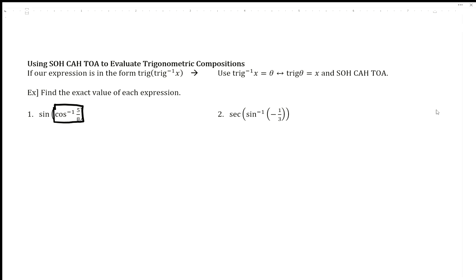So what we do is we say, well, we know that that is equal to an angle. So we'll just use theta. And then we can say, well, let's use this property where we can rewrite. So rewriting the inverse property to regular trig would mean that cosine of that angle should be 5/8. And now we can use SOHCAHTOA with this portion.